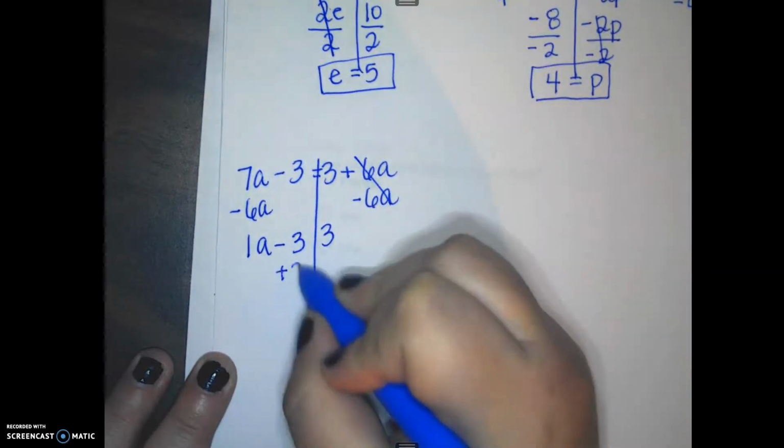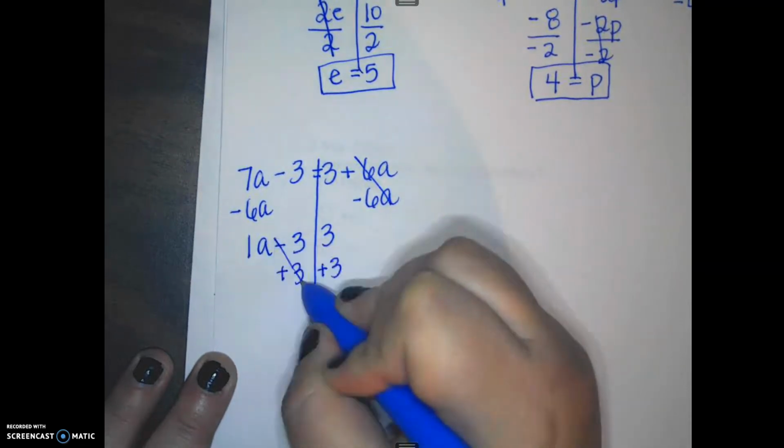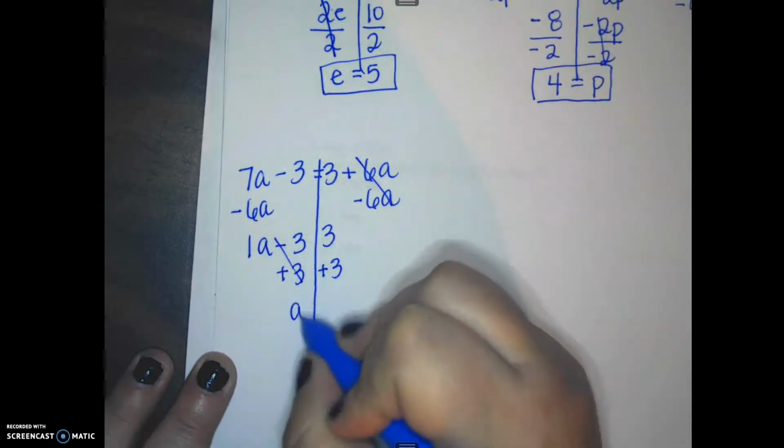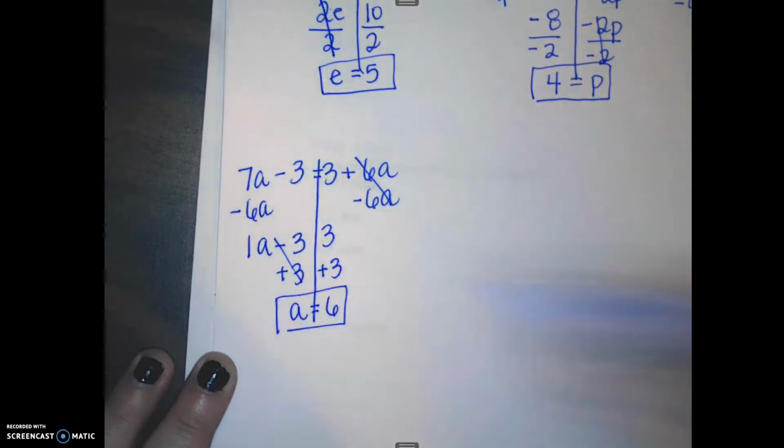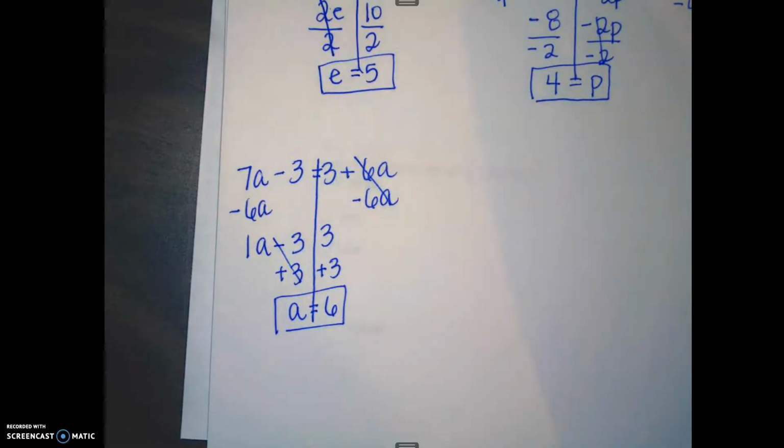Add 3 to both sides. I can drop that 1. And 3 plus 3 is 6. Definitely one of the easier ones, I think. Alright, let's look at another one.